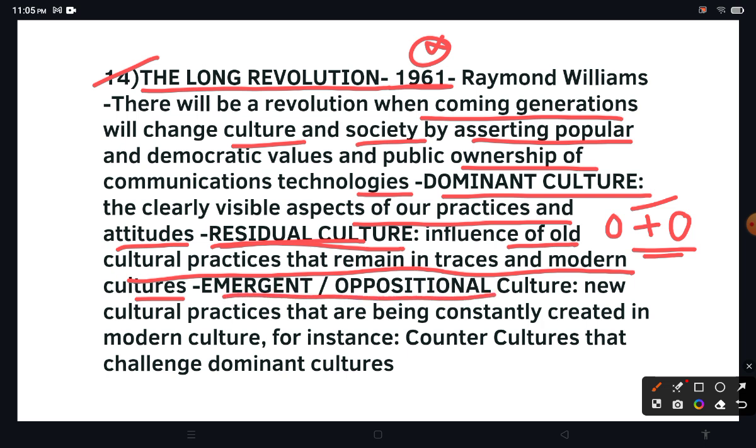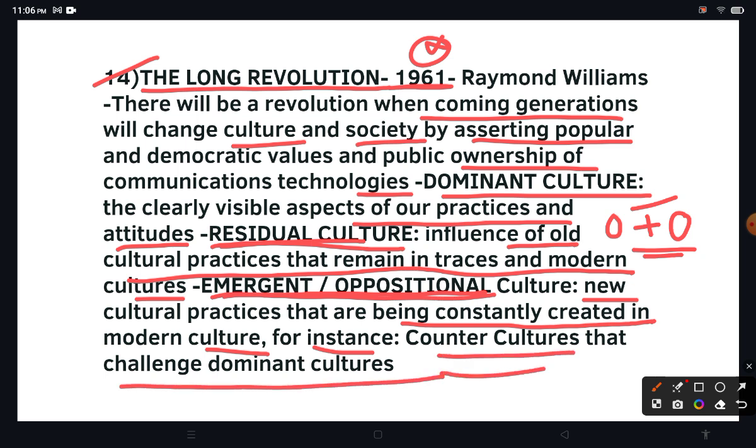But now the emergent or oppositional culture, or you can say the counterculture, came and they just broke the Tagore song and mixed it like a hip hop song. You can see that this traditional song is also used in hip hop. So they just broke the culture. This is called emergent or oppositional culture, also called counterculture, because they broke down everything, and new cultural practices are being constantly created in modern culture, for instance counterculture that challenges the dominant culture. So they challenge the dominant culture, break down this old tradition, and try something new.